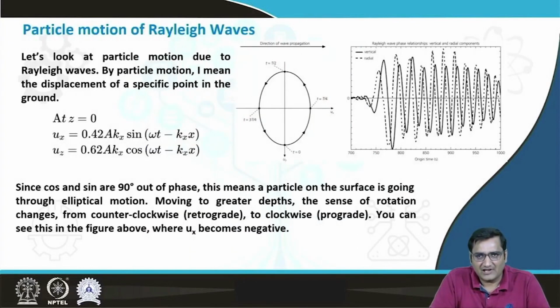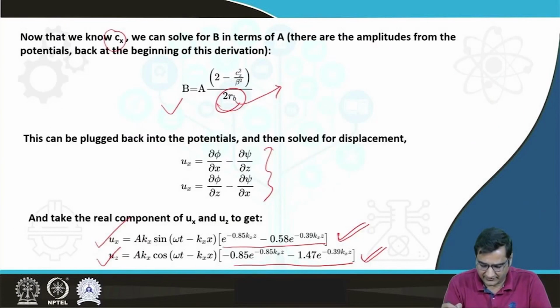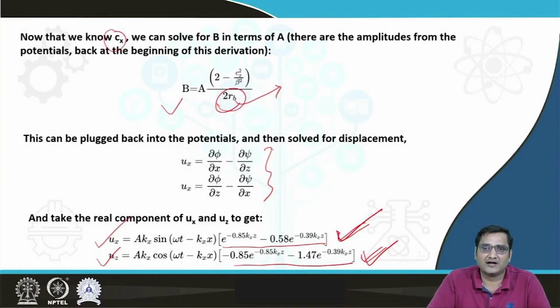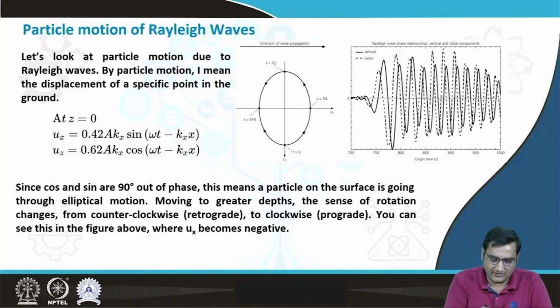Now let's talk about the particle motions of the Rayleigh wave. If you remember, we saw these two equations here that we just derived. If you want to look at the particle motion in the x and z directions just at the surface, you can put in z equal to 0 to see how the particle behaves near the surface. So that is what we have done here. At z equal to 0, that means near the surface, we want to look at how the particle is moving in both the x and z directions.